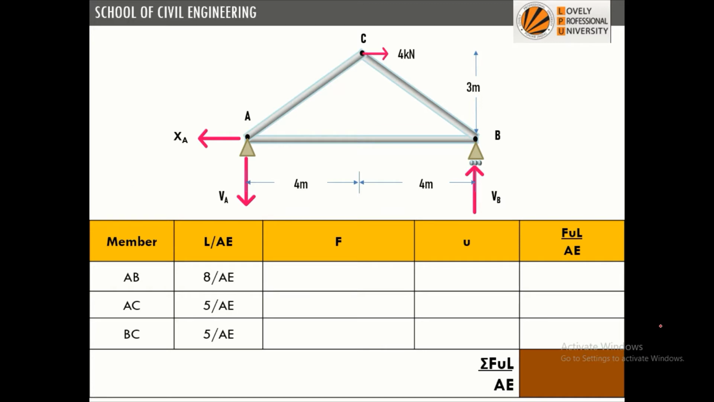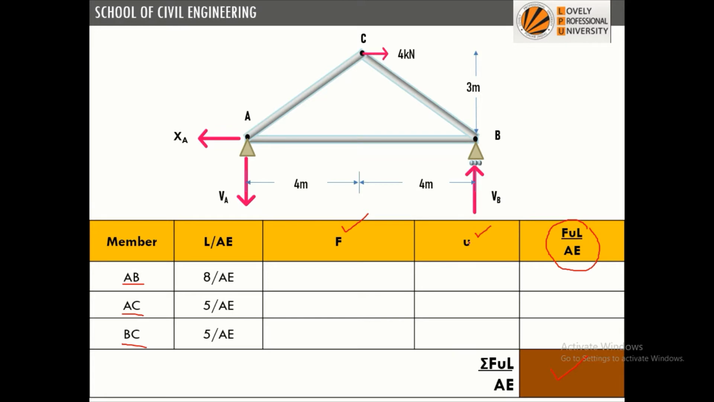We have to put in all the values in this summation, and this value will be the final answer. We'll start with the formula, which is FUL upon AE. What is F? We have to calculate the force in the members AB, AC and BC. And what is small u?